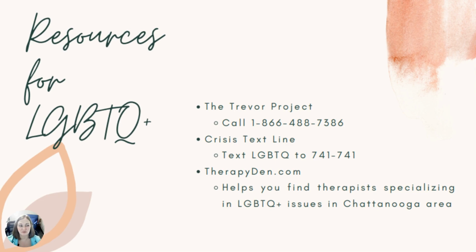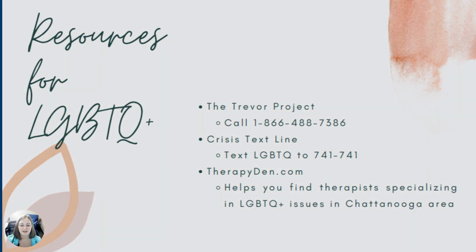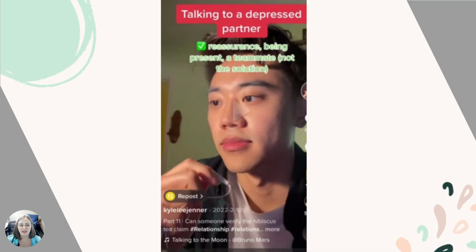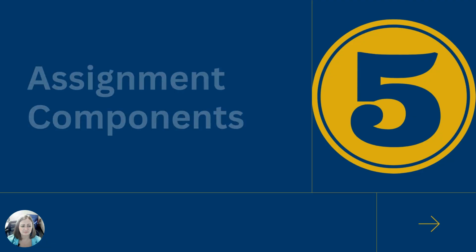They included resources specifically for the LGBTQ plus community. So you can see the Trevor Project, Therapy Den, Crisis Text Line. And then finally, they included and showed a TikTok video that talks about what to say and not say to a depressed partner. And so it gave some concrete phrases that were ones that you wanted to use and ones you wanted to avoid. So this group did a really great job of giving a variety of resources and tools.